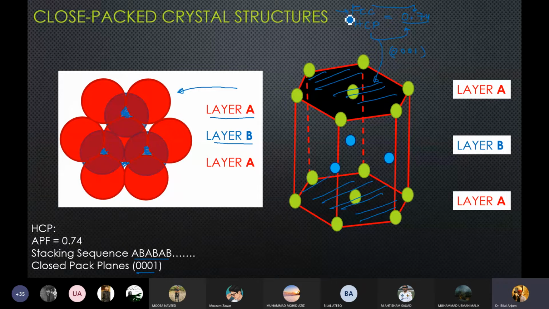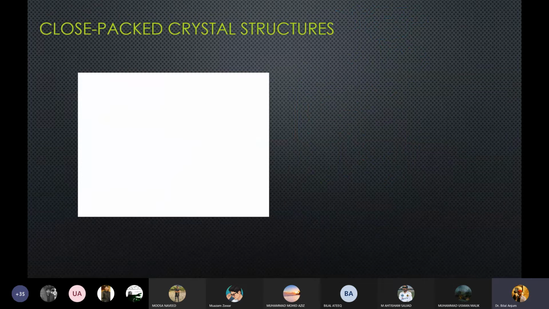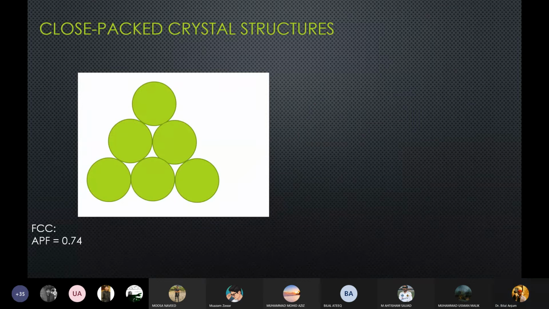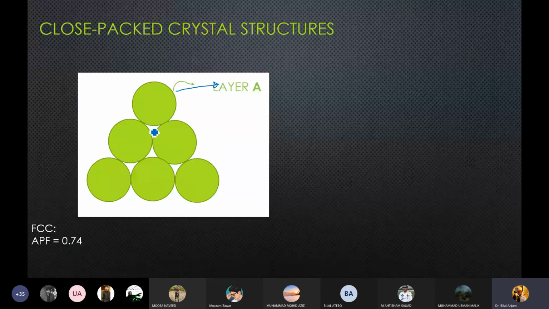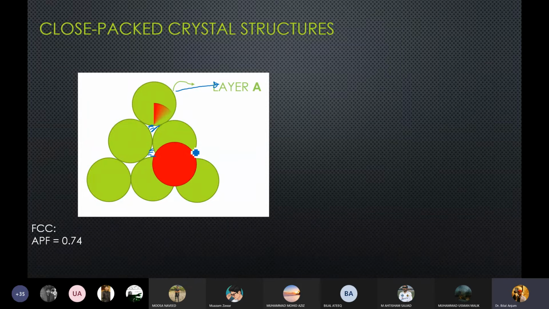So we need to understand what the stacking sequence in FCC is and which is the closest packed plane in FCC. Let's say in FCC, this is the bottom layer. This is the first layer, close packed atoms in a layer. Now, this is termed layer A. If you see, the second layer has to come on top of it. There are two sorts of cavities. One is facing downwards, one is facing upwards. In FCC, the second layer comes on top of the cavity which is facing downward.